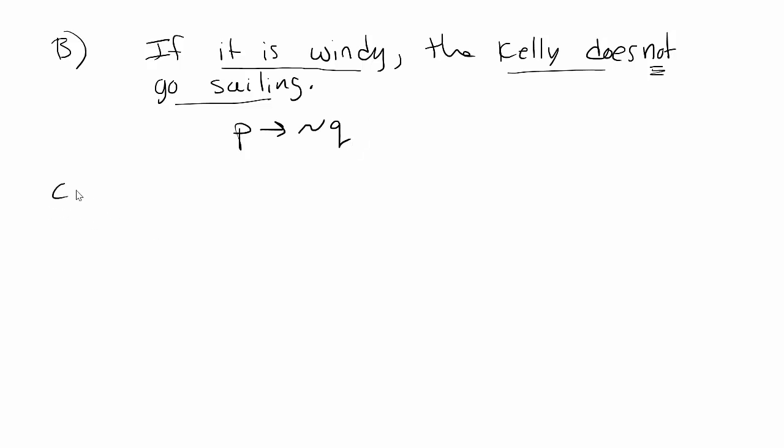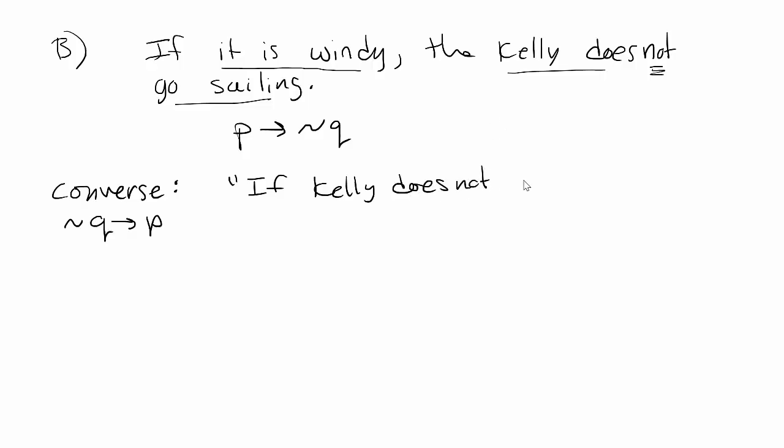When we do our converse, we'll do the converse first. This is where you just swap the hypothesis and the conclusion. So this is going to be if not Q, then P. But I want to write that out in words. So this is going to look like if Kelly does not go sailing, then it is windy.